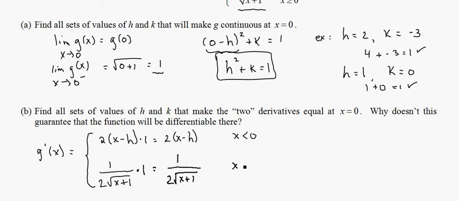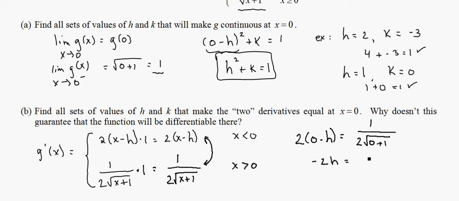Now, I'm going to actually just say x is greater than 0. I'm going to leave off the equality, because quite frankly, for the derivative to exist at x equals 0, these two quantities have to be equal at x equals 0. So, I'm going to substitute in x equals 0. Alright, I'll get negative 2 times h equals 1/2. And h will equal negative 1/4.